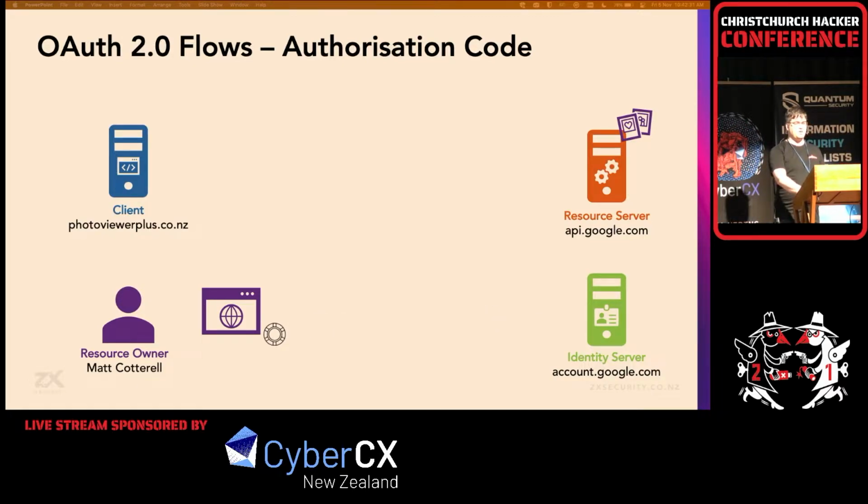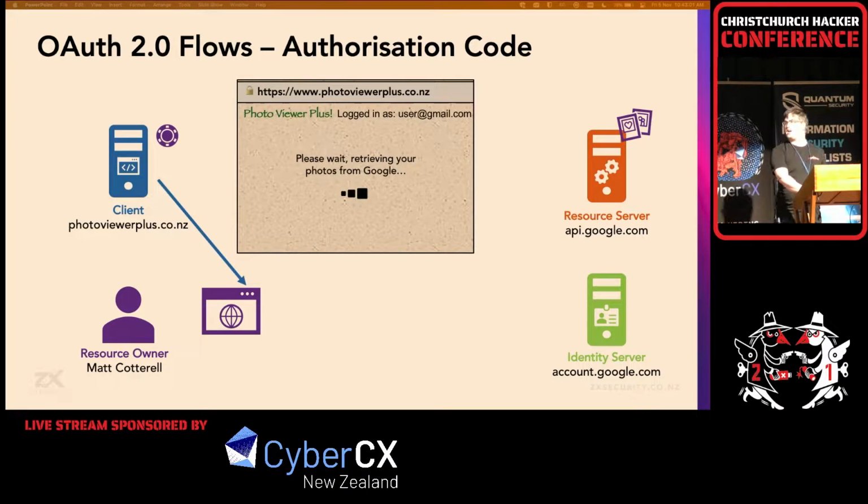This authorization code token is a one-time use token that the resource owner can't use, but the client can. What happens is they get redirected back to the client. The client then, with its client ID and secret through a back channel, will exchange that with the identity server to get an access token. And this access token is what we can use to say who this particular person is. We trust this because it came from Google servers.